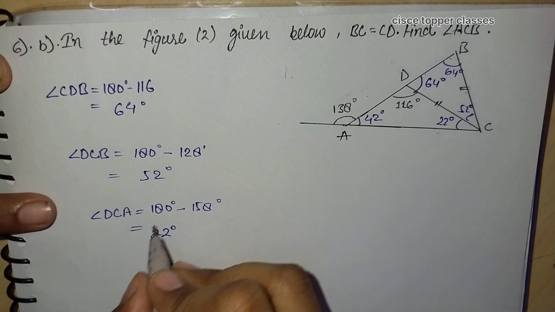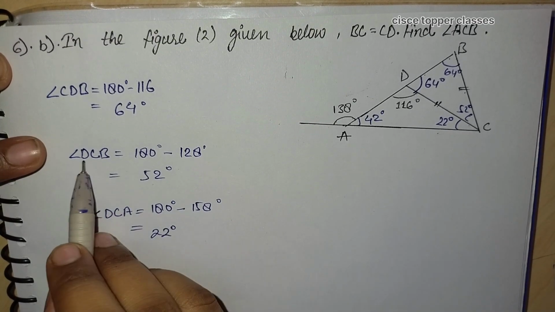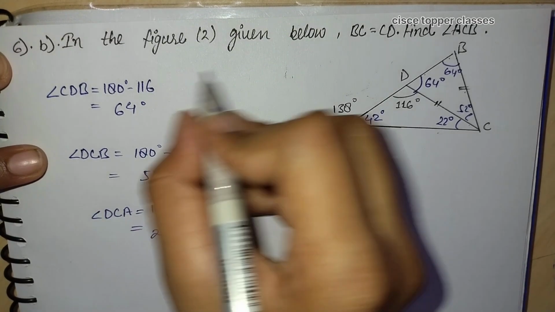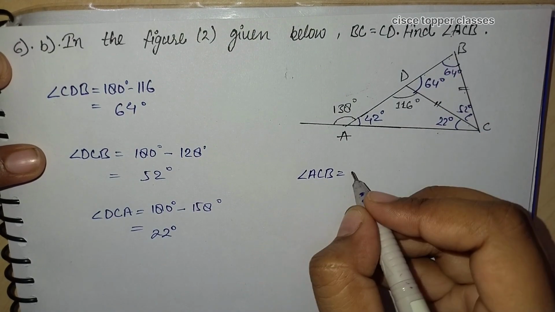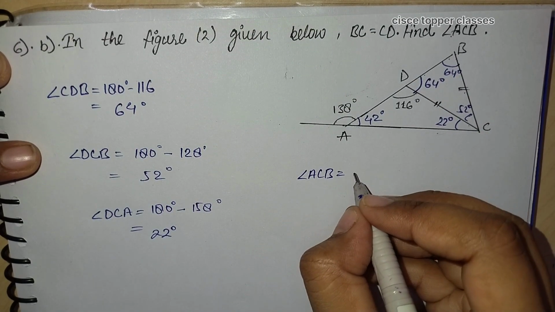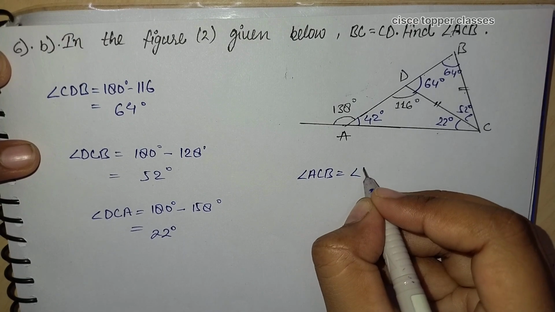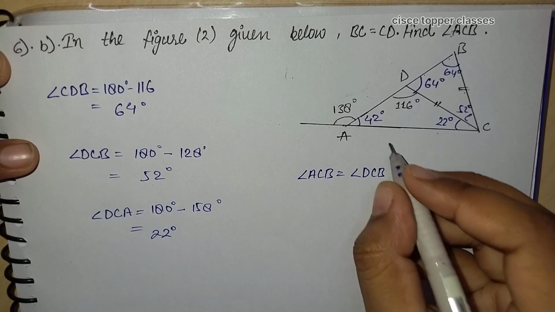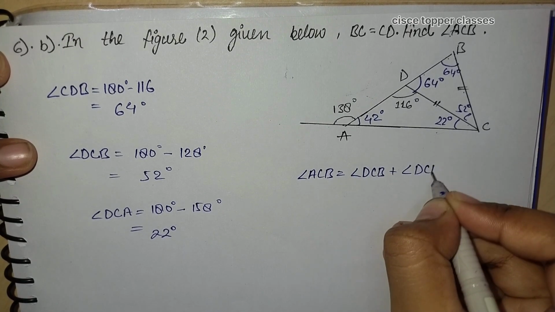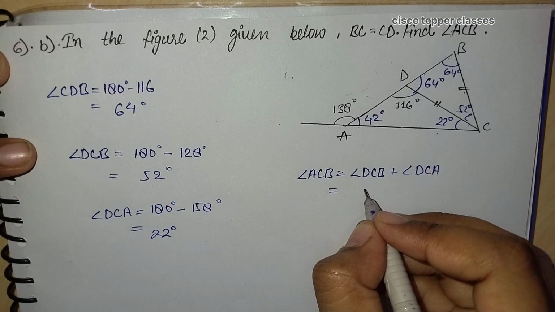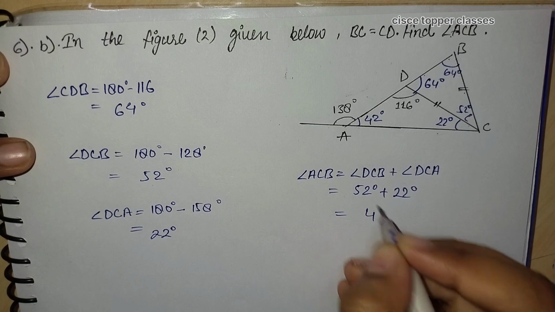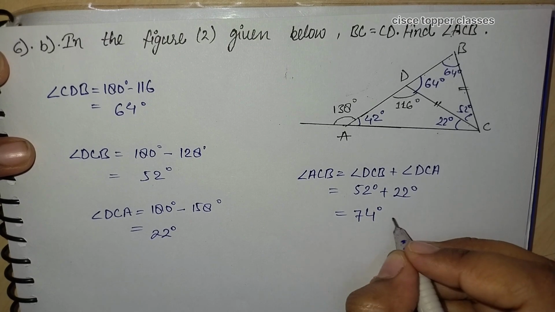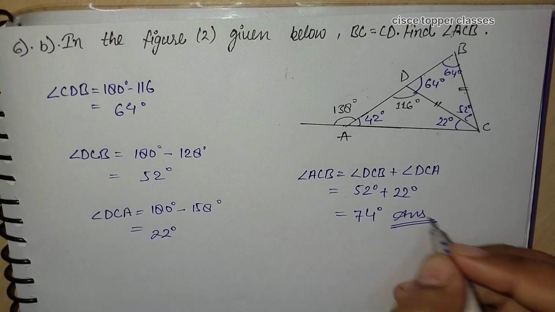Now we will add these two angles, DCA and DCB. From here, adding this, we will get ACB. So angle ACB is equal to angle DCB plus angle DCA. So DCB is 52 degrees plus 22 degrees. We will add this, and here we will get 74 degrees as the final answer of the second part.